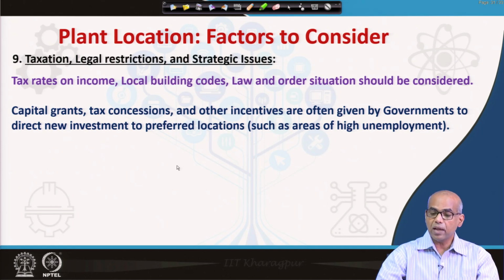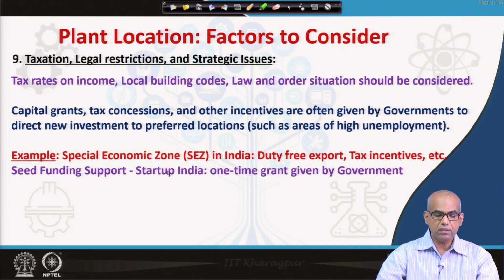See, if there is an area of high unemployment, then government can give incentives if investment is made in those areas. For example, in India we have special economic zone where if you invest you can enjoy duty free export, tax incentive, etc. Government also gives seed funding support. So, in Startup India project, one time grant will be given by government to start your industry.